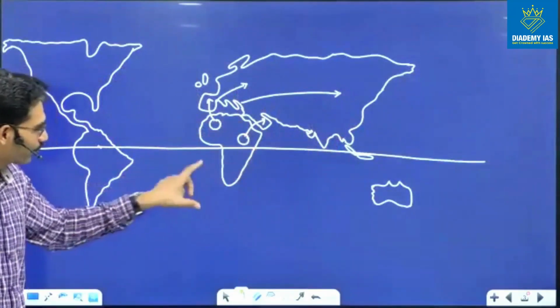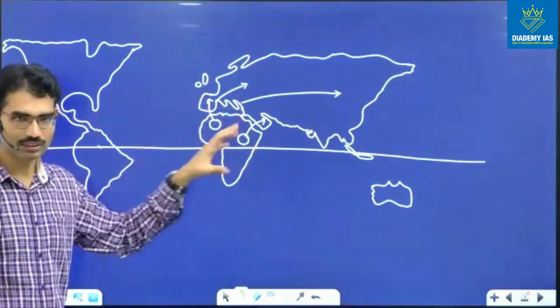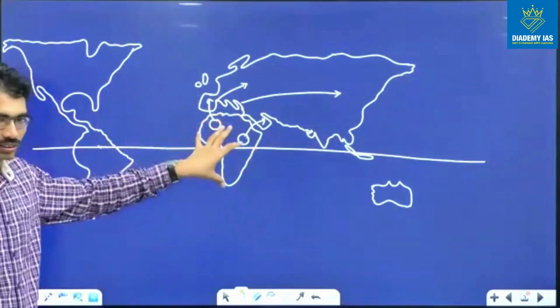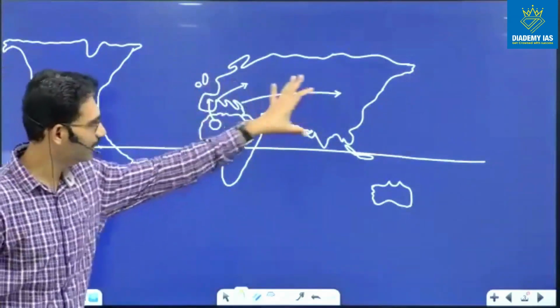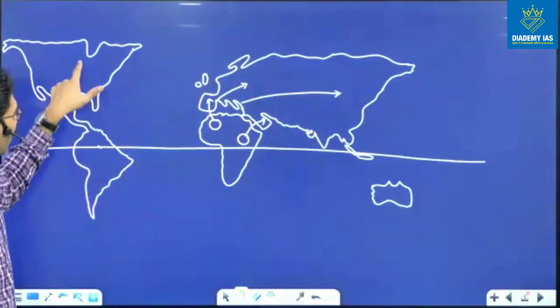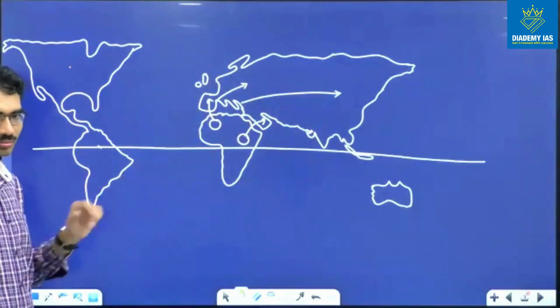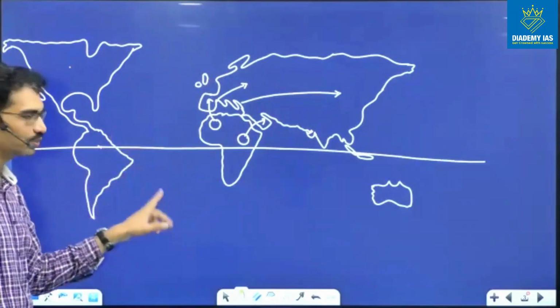This is the place where our Homo sapiens, the modern man, evolved. But from here, people spread everywhere. How do you think people came here? Because at that time, it was very difficult to cross this ocean.